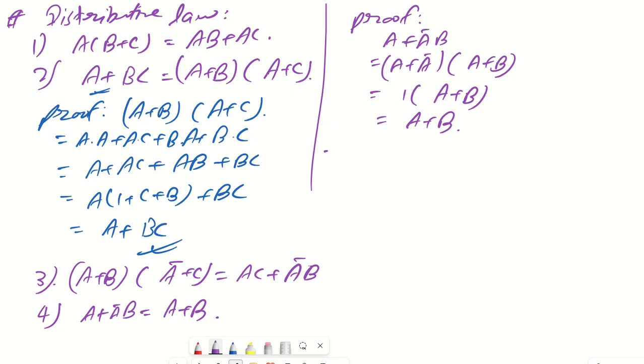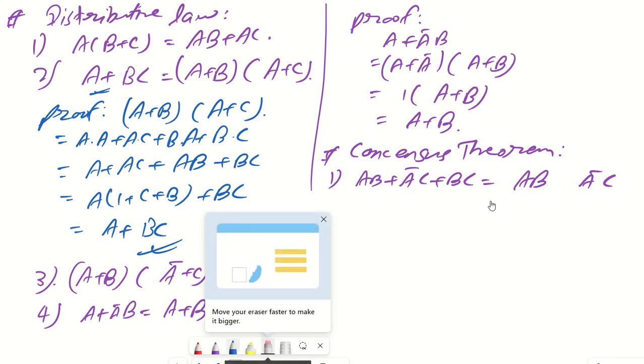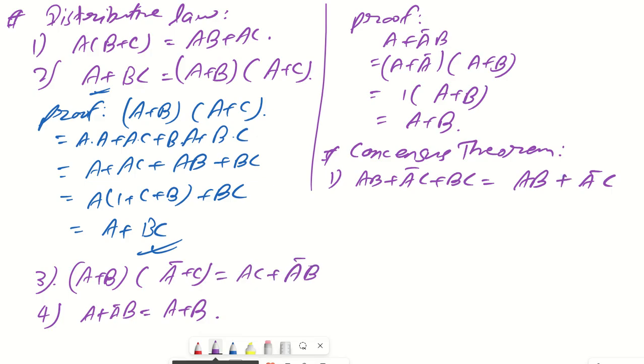Now let us take one more law which is called the consensus law. So the consensus law is very important. Consensus theorem. So in the consensus theorem we have, let us say, number 1, ab plus a bar c plus bc is going to be ab plus a bar c. So how it is happening is that one of the terms was redundant. Okay, so ab plus a bar c. So if you want to prove, let us say we will prove it immediately. We have ab plus a bar c plus bc. Our aim is to get ab plus a bar c.